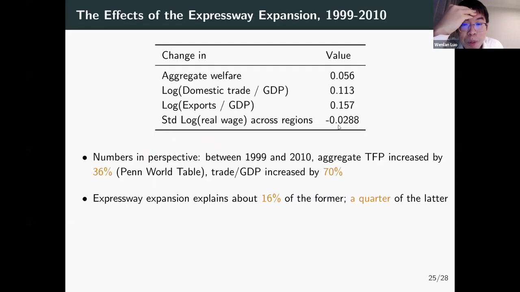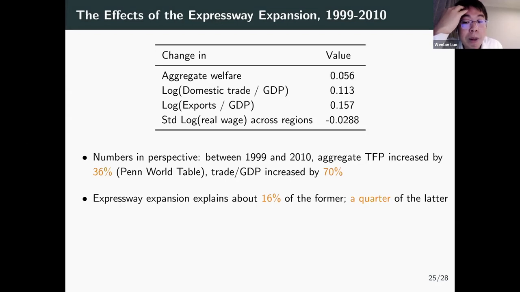And I want to just present you probably this table, and that's our last page. So this is the effect of the expressway expansion. What we are doing is that we calibrate to the 2010 economy, and then we change the 2010 network back to the 1999 network. And then we ask what is the change in aggregate welfare. The welfare is defined based on the social welfare function that can replicate the competitive equilibrium in a calibrated economy.